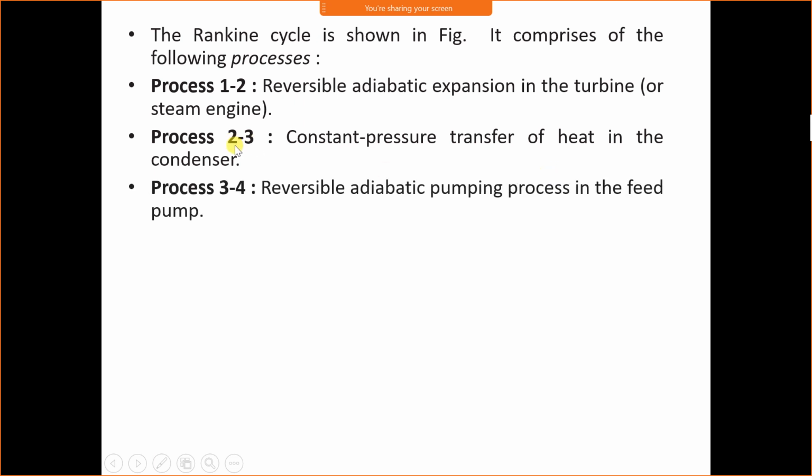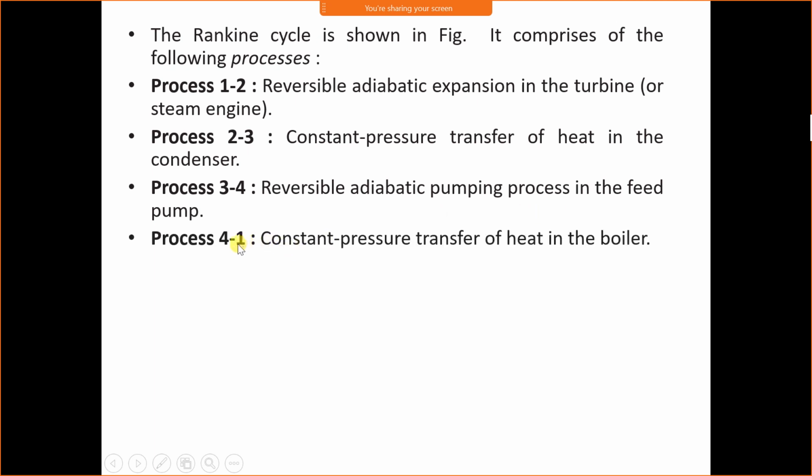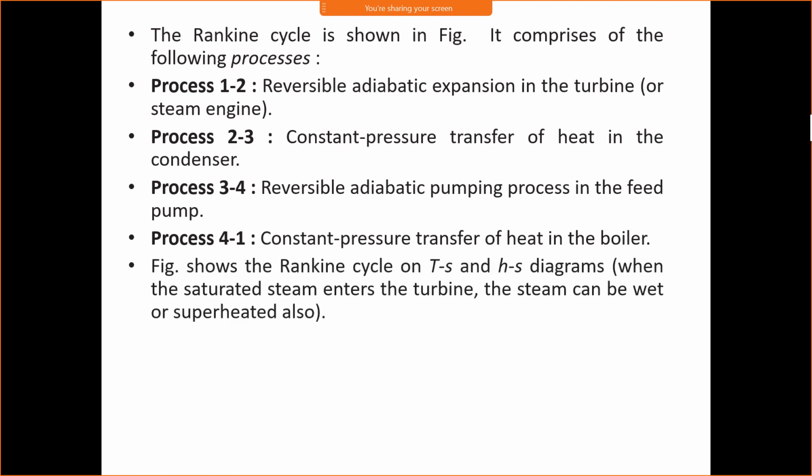in the condenser. Then process 3 to 4 takes place in the pump. It is a reversible adiabatic, or we can say isentropic, pumping process. Then process 4 to 1 is constant pressure heat transfer in the boiler, and heat is transferred to the boiler from the furnace. The figure shows the Rankine cycle on the TS and HS diagrams.